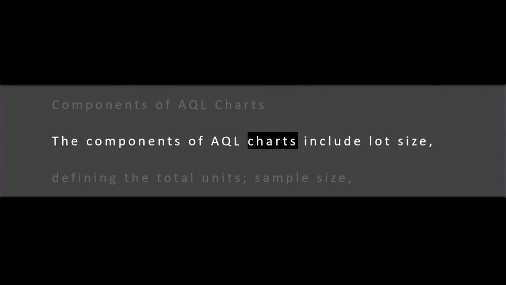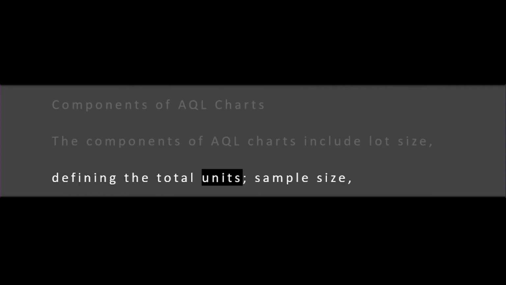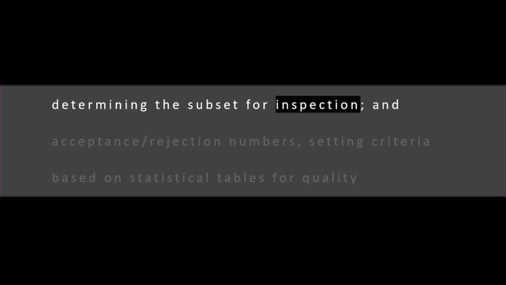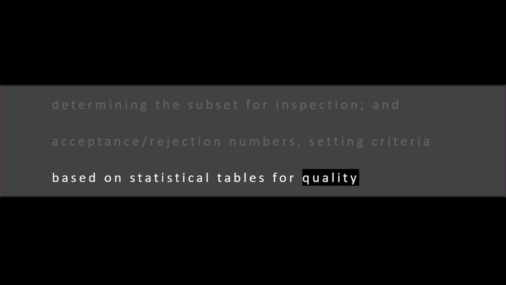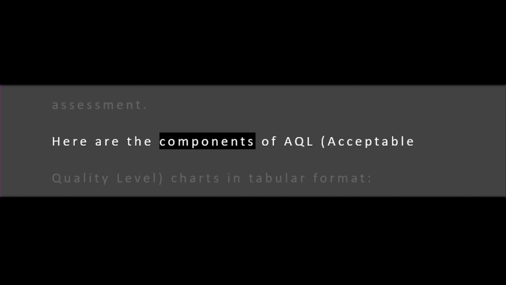Components of AQL charts. The components of AQL charts include lot size, defining the total units, sample size, determining the subset for inspection, and acceptance/rejection numbers, setting criteria based on statistical tables for quality assessment. Here are the components of AQL, Acceptable Quality Level, charts in tabular format.